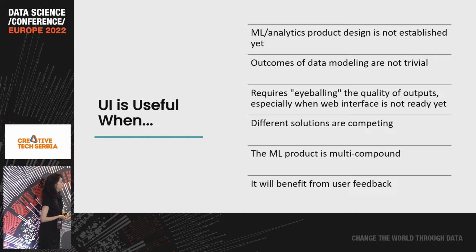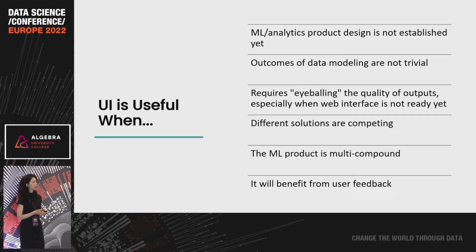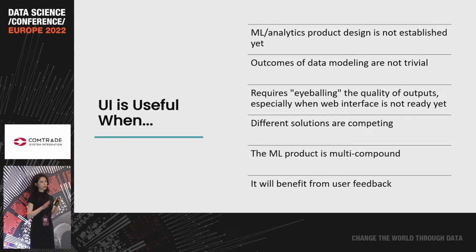And when the machine learning product is multi-component, again, it was our case. We had one model's results fed into another model, and then fed into another component, which may or may not be machine learning based. It's a staged model. And the last one is when it will benefit from user feedback, which I will show you. You can also invite people in your company to provide feedback and form ground truth data based on this feedback.